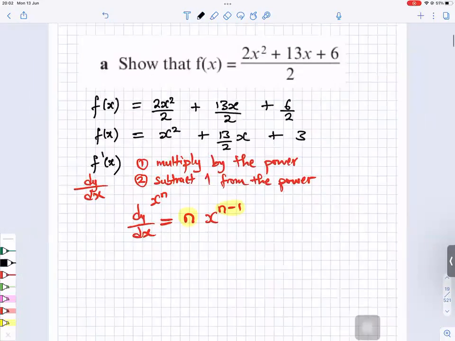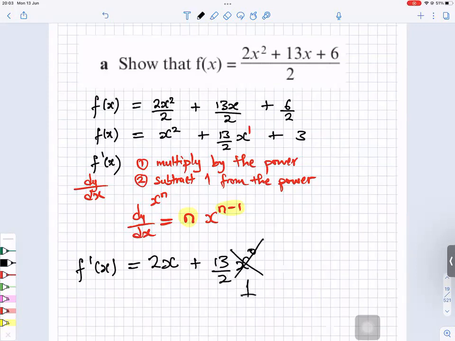So for this one, we got 2 there. We multiply by 2 and then minus 1. So f dash of x would be 2x. This one is x to the power 1 there. So we multiply by 1 and then we minus 1. So it becomes 13 over 2. 1 minus 1 is 0. So it becomes plus 13 over 2, x to the power 0, which will change to 1. Anything to the power 0 is 1.